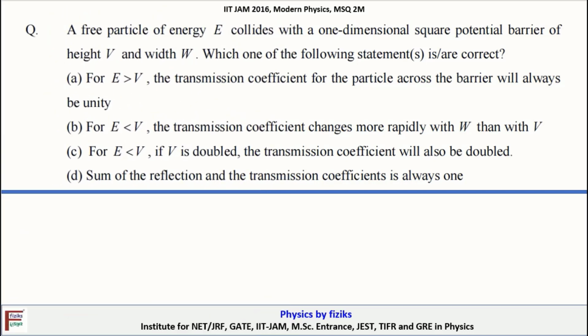A free particle of energy E collides with a one-dimensional square potential barrier of height V and width w. Which of the following statements is or are correct? For E greater than V, the transmission coefficient for particle across the barrier will always be unity. For E less than V, transmission coefficient changes more rapidly with width w than with V. For E less than V, if V is doubled, the transmission coefficient will also be doubled, and the sum of reflection and transmission coefficient is always 1.